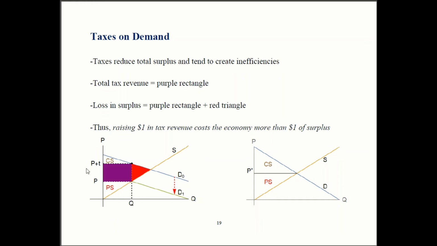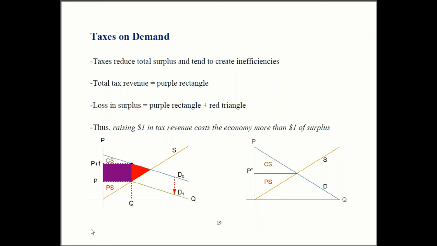So the gap between P plus T, price plus tax, and price is the tax. So this vertical distance here, the height of the rectangle, is the tax per unit. The base of the rectangle is the number of units. So tax per unit times number of units is total tax revenue. So this purple rectangle is how much money the government is getting.